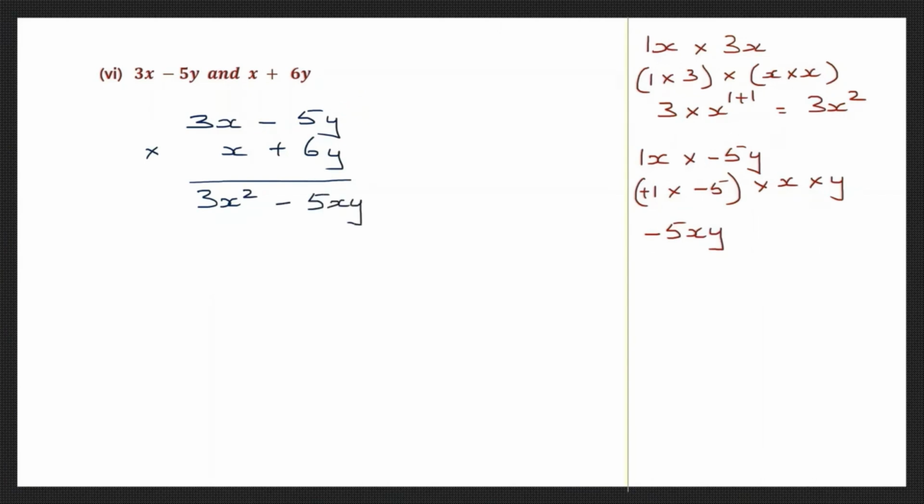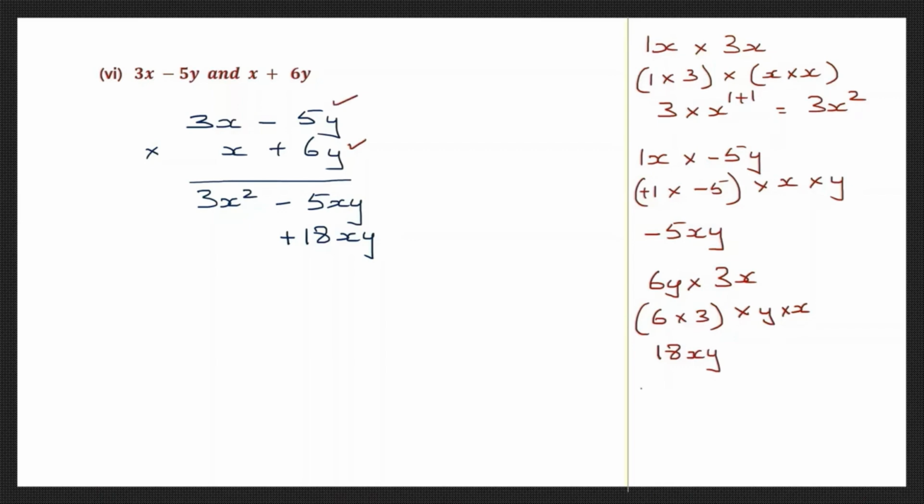Now let's multiply 6y into 3x. So 6y into 3x. So that will be 6 into 3 into y into x. So 6 3s are 18. Then we'll put x, we'll put y in order. So now we have 18xy. Let's put in the xy column, that is plus 18xy.